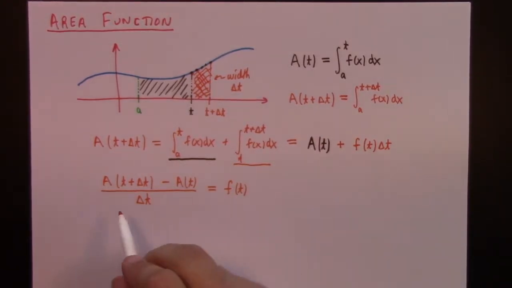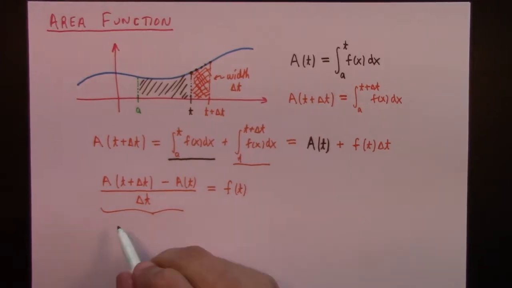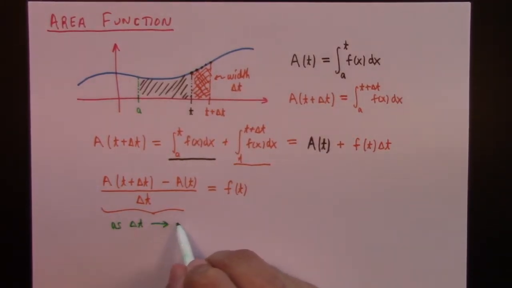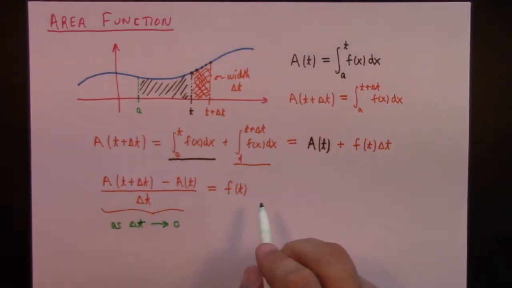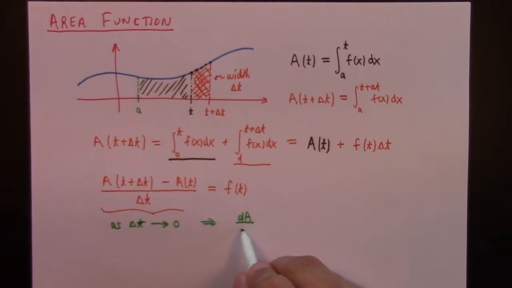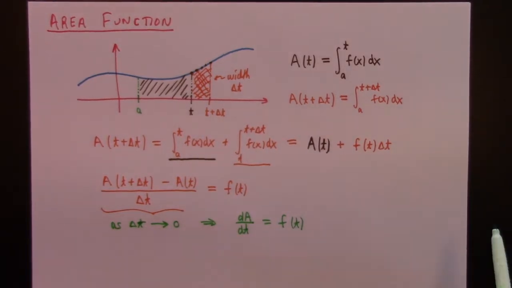And so as delta t goes to 0, what's that quotient? Well, it's the difference quotient of A, right? We find that dA/dt is equal to f of t. So the derivative of the area function with respect to time is equal to the integrand of the area at that time. And that, folks, is the fundamental theorem of calculus, part 1.